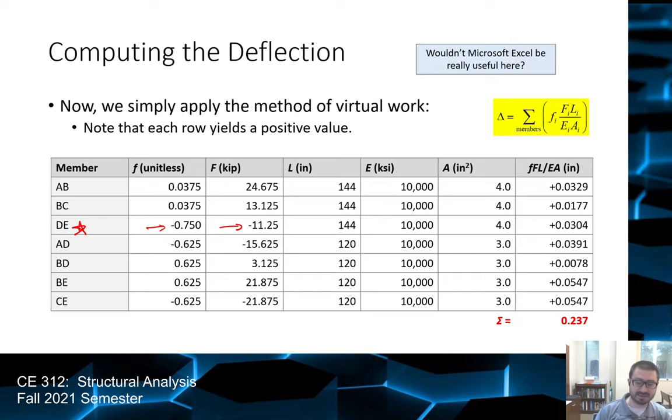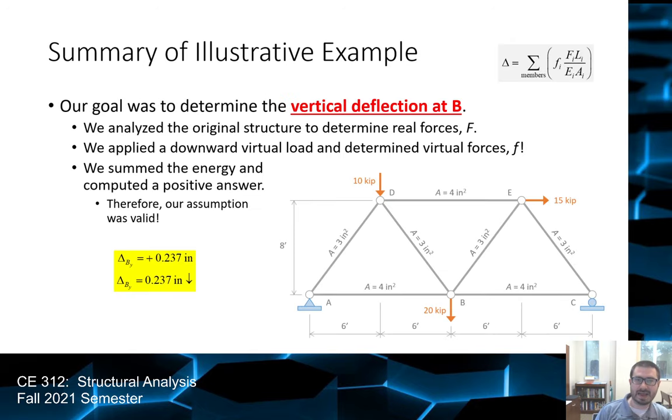And what that means is that we analyzed the structure virtually. We placed a downward load, which means we were assuming it was deflecting downward. When we got positive values, that means it is deflecting downward. So when you add that column up, you got 0.237 at the bottom, which means that our deflection is 0.237 inches downward. And that's how you do it.